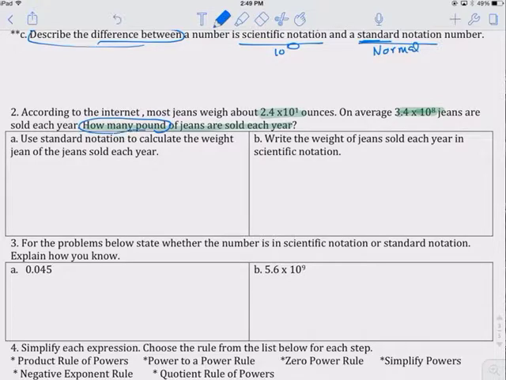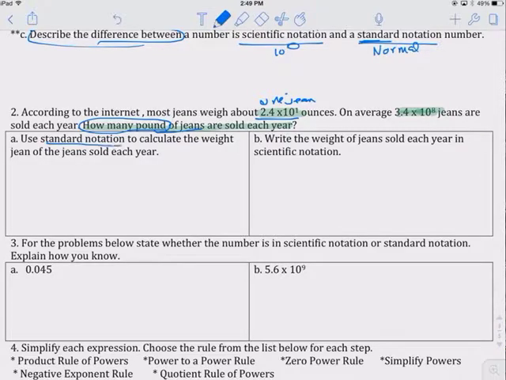How many pounds, right, of jeans? I read that wrong. You see that? How many pounds of jeans are sold each year? So how much does one jean weigh? 2.4 times 10. That's for one jean. Wait, but do you have to put the one exponent? No, you don't have to. I just was trying to confuse you by putting it there. See what you do with it.